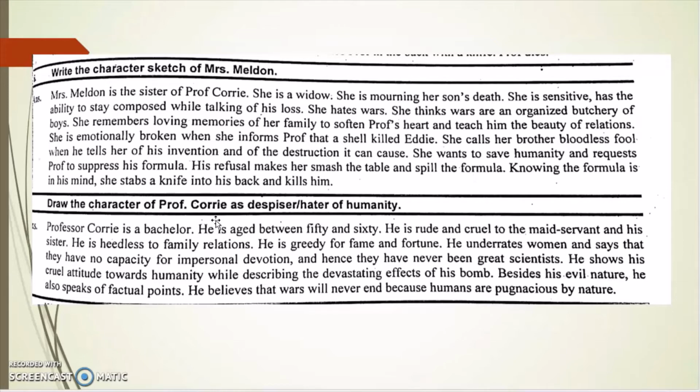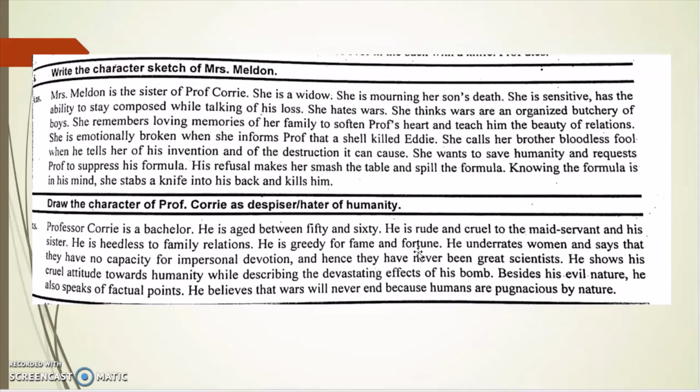Draw the character sketch of Professor Corey, a despiser or hater of humanity. Professor Corey is a bachelor, so he was never married, he never had a family, never had children, so he doesn't realize what happens to people when they lose their children. He's aged between 50 and 60. He's rude and cruel to the maidservant, his sister as well. He's heedless to family relations, doesn't care about them.